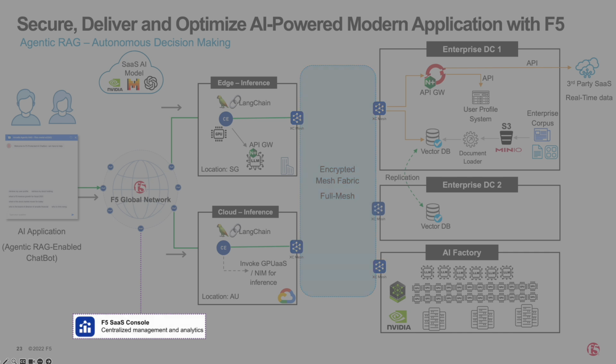F5 SaaS console provides a centralized single pane of glass solution for the configuration, management, and monitoring of all F5 components. This enhances operational efficiency and significantly reduces the complexity of managing a highly distributed environment. Consistent security, routing, and application delivery policies can be enforced and deployed across all sites.